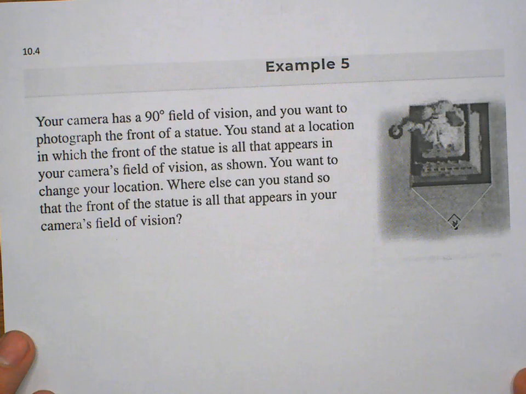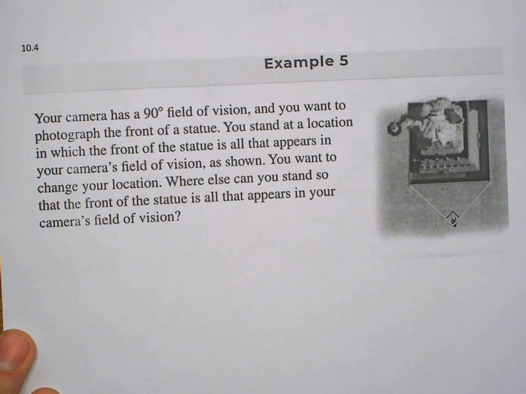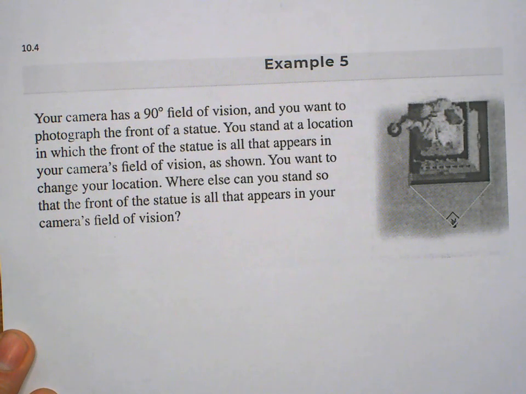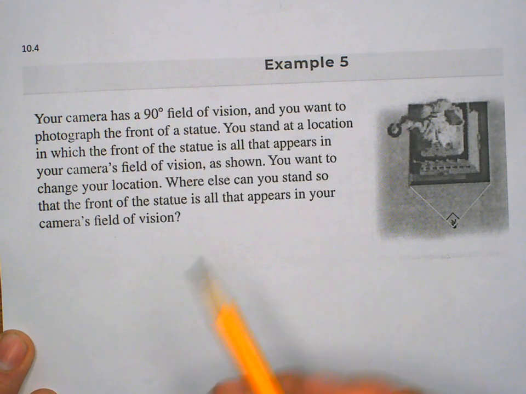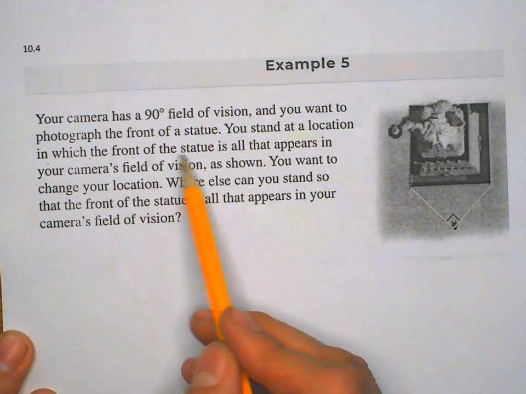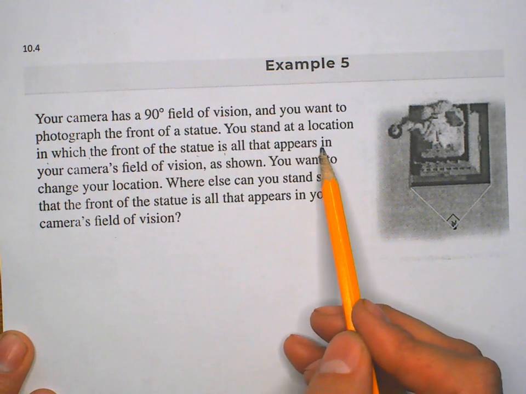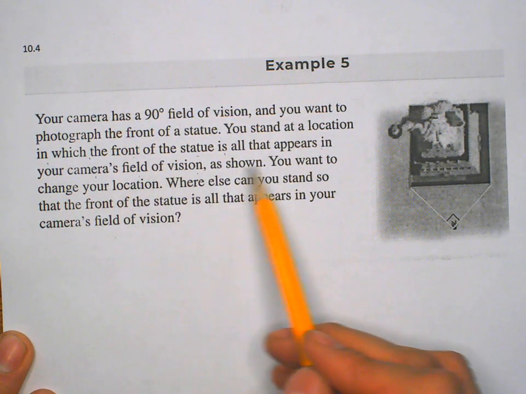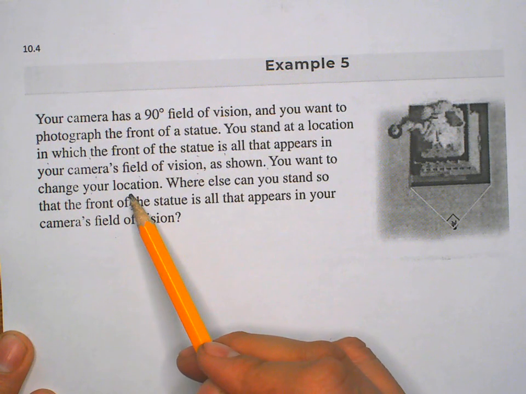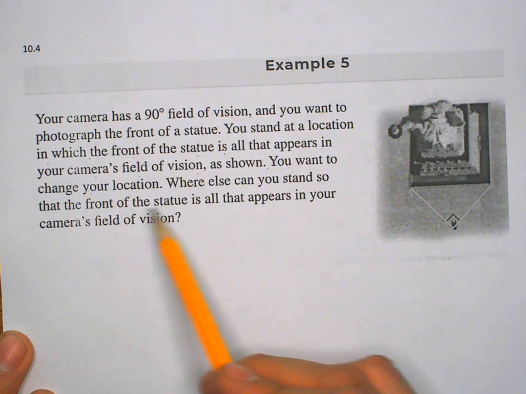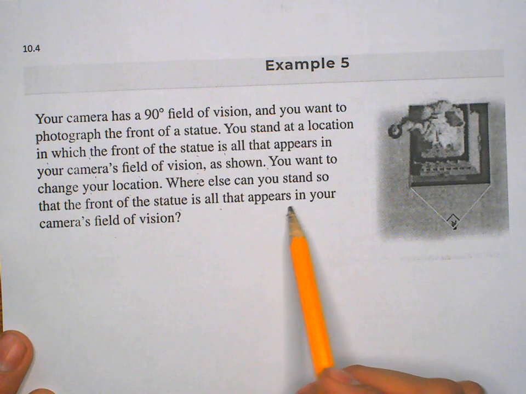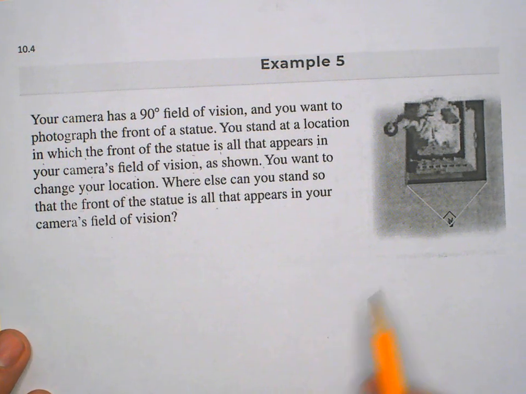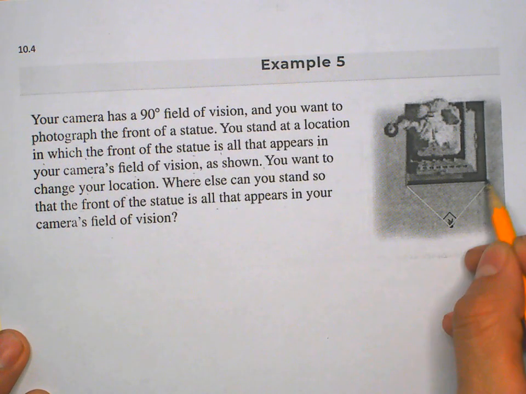Okay. All right, your camera has a 90-degree field of vision, and you want to photograph the front of a statue. You can stand at a location in which the front of the statue is all that appears in your camera field of vision as shown. You want to change your location. Where else can you stand so that the front of the statue is all that appears in your camera field of vision? So in other words, if you're standing right here, you can only see 90 degrees here.